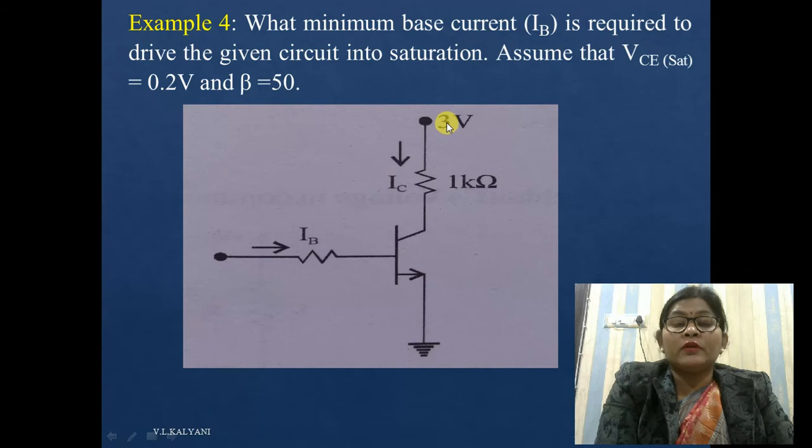This is your VCC, and this is equal to 3 volt. This is your collector current, and this is your collector resistance. The value of collector resistance is given over here. This is 1 kilo ohm. Similarly, here this is your base current, and this is your NPN transistor.